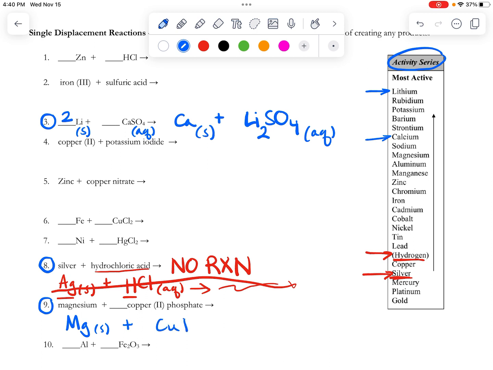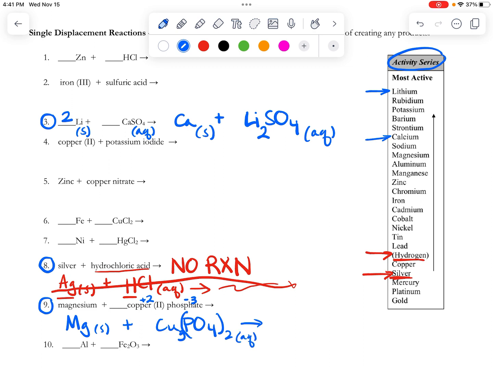Copper bonded to PO4. Phosphate is a -3 charge. Copper here says it's a +2. So I'm going to need a little bit of each. I need 3 coppers and I need 2 phosphates. Remember, when you're making your reactants, if you make a compound, you need to check to make sure the charges are neutralized. And if you make an element like we did magnesium, you need to check to see if it's a diatomic. This, of course, is aqueous.